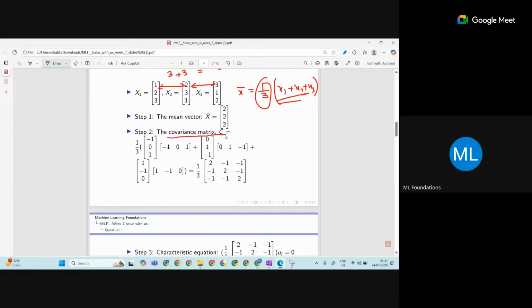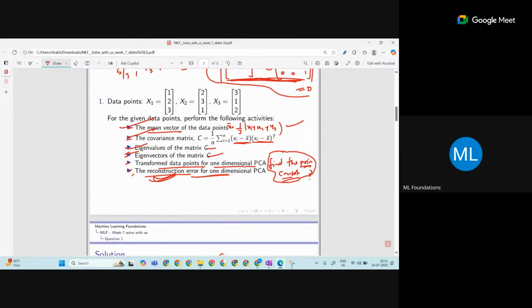The covariance matrix formula is slightly different, which is here. See how it is. You have x1, and you have the mean. And again the same vector with the transpose: (x1 minus mean) times (x1 minus mean) transpose. And similarly you will do this three times, that means for each vector x1, x2, and x3.